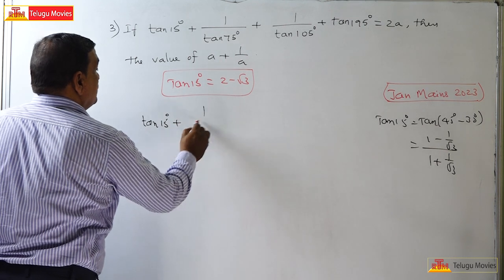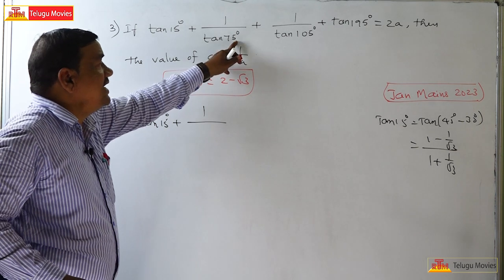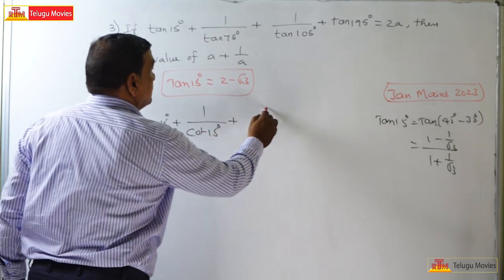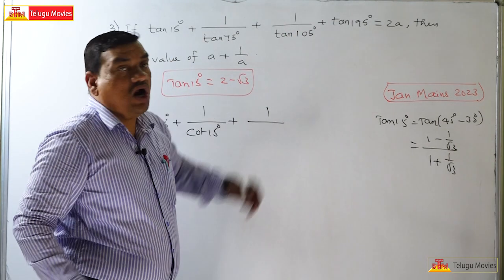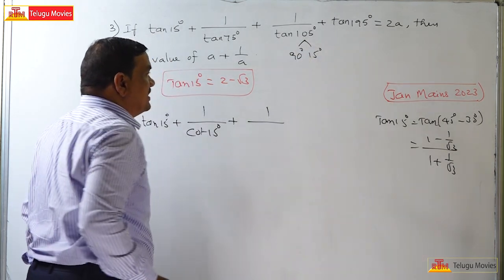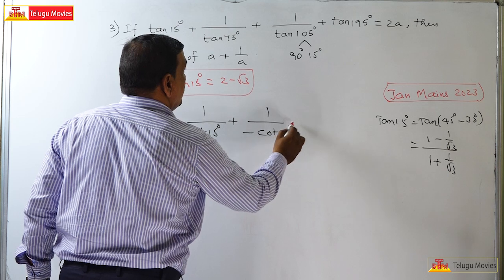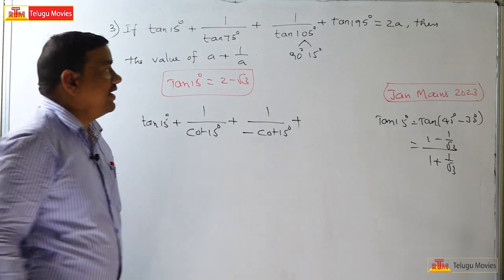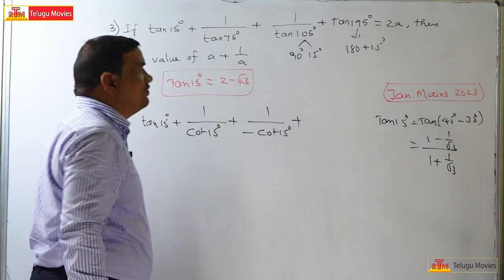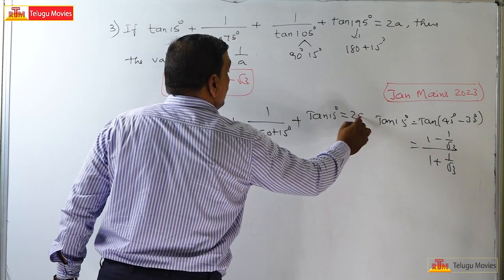This is equal to tan 15 degrees. I will write as it is. 1 by tan 75, that is 90 minus 15, which gives cot 15. So this is equal to cot 15 plus 1 by tan 105. How can you write 105? It is 90 plus 15, which gives minus cot 15. So this is minus cot 15 degrees plus tan 195. How can you write 195? 180 plus 15, third quadrant, tan 15. So this is tan 15 equal to 2a.